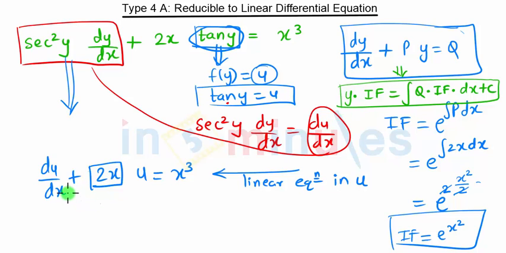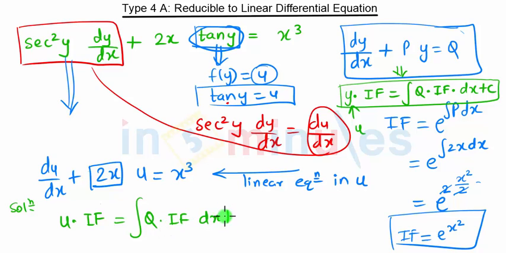In the linear equation in u, instead of y, we are going to write u, and all the things will remain the same. So our solution will be u into integrating factor equal to integration of q into integrating factor into dx plus c. Here we have replaced y by u because this is the linear equation in u, and this is the solution for the linear equation in y.